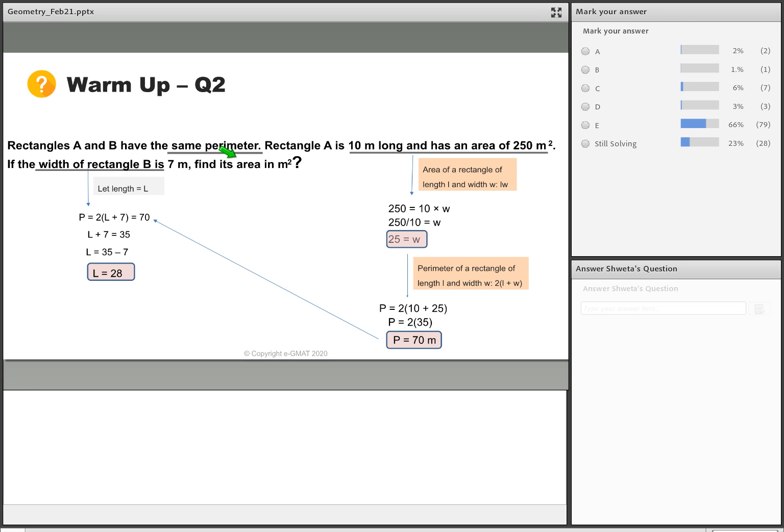Now finally, area of B. How do we find the area of a rectangle? You know that is equal to length times width. So 28 times 7, the answer is 196. So that is how 66% of you got this answer correct.